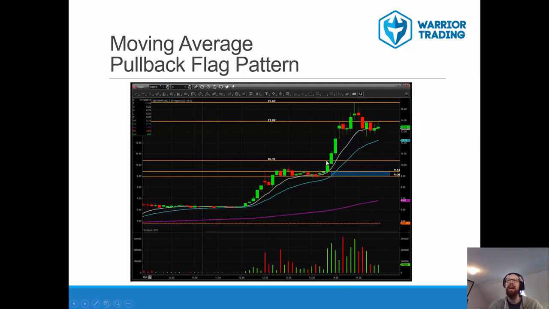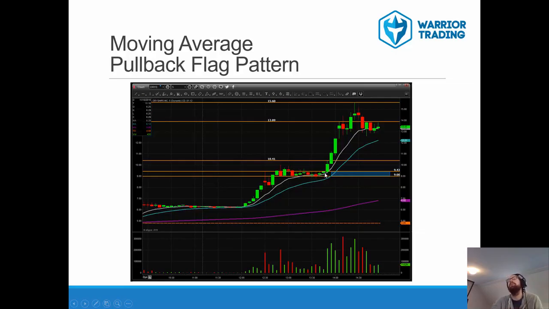We're back to high of day, and we go from 10 to 10.50 to 11, 11.50, 12, 12.50, halted on a circuit breaker, opens higher, squeezes to 13.39, pulls back, second 5-minute setup extended, but it squeezes all the way to 15.60 from 9.50. That's a huge move.